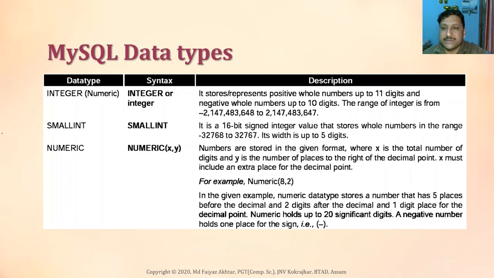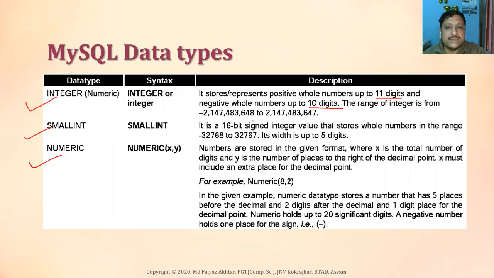MySQL data types. The first data type is integer. Integer, small int, and numeric are the data types that let us store numeric data, numbers on which we may want to do calculations further. Integer can represent positive whole numbers up to 11 digits, and negative whole numbers up to 10 digits.